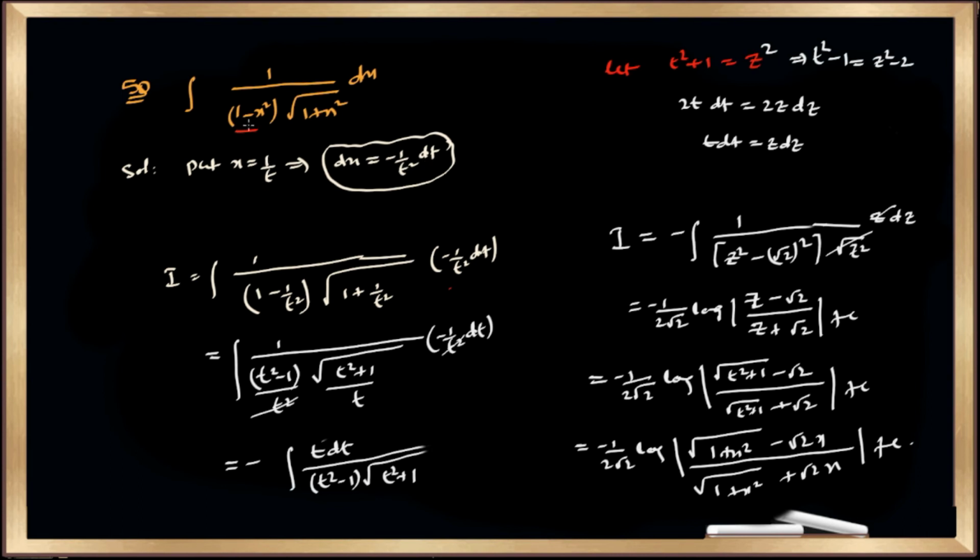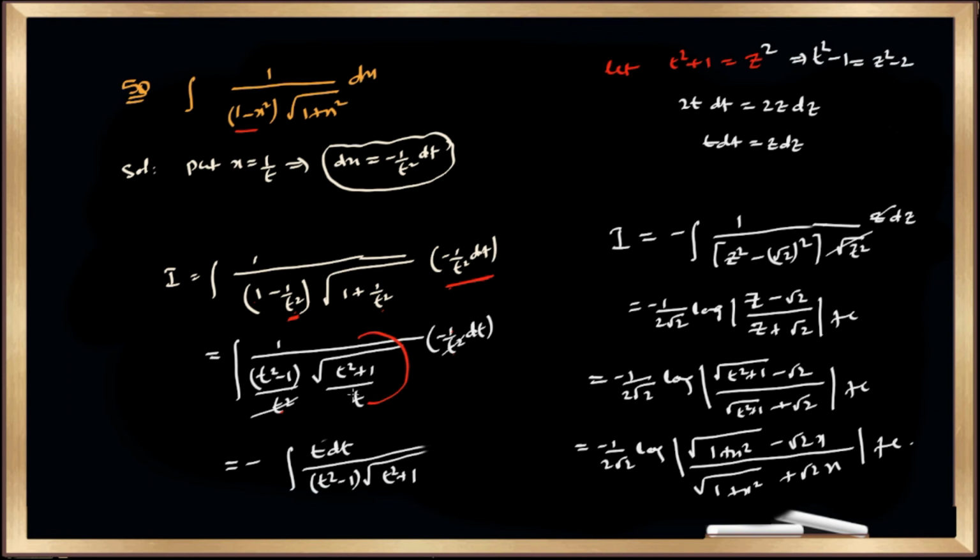Now our given expression becomes 1 by 1 minus, in the place of x square we are writing 1 by t square, so 1 minus 1 by t square, root over 1 plus 1 by t square, and the value of dx is minus 1 by t square dt. If you take LCM, it is t square minus 1 by t square, and t square plus 1 by t square. If you write out of the root, only t remains. So this t square gets cancelled, still one more t is there. So t into dt, this minus comes outside, and t square minus 1 root over t square plus 1.